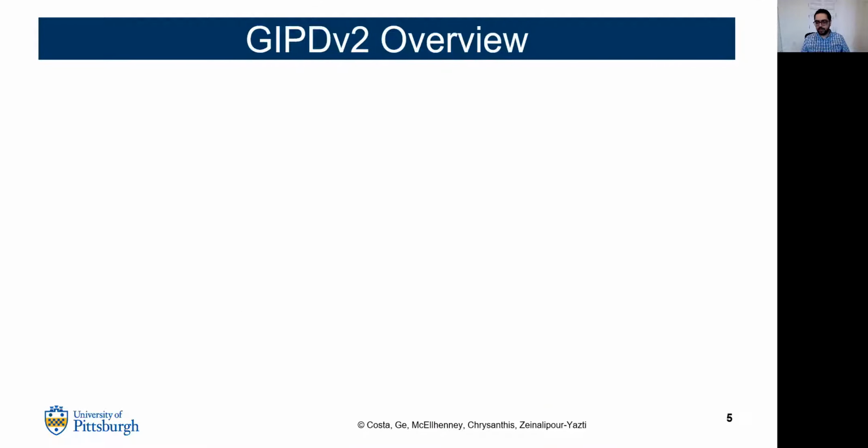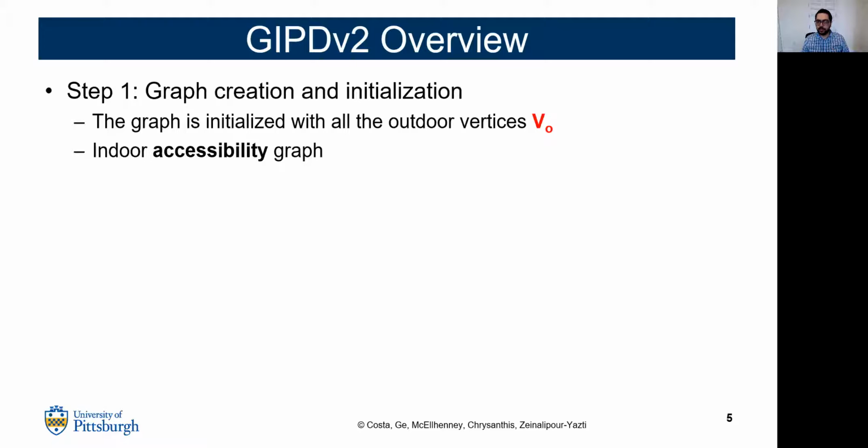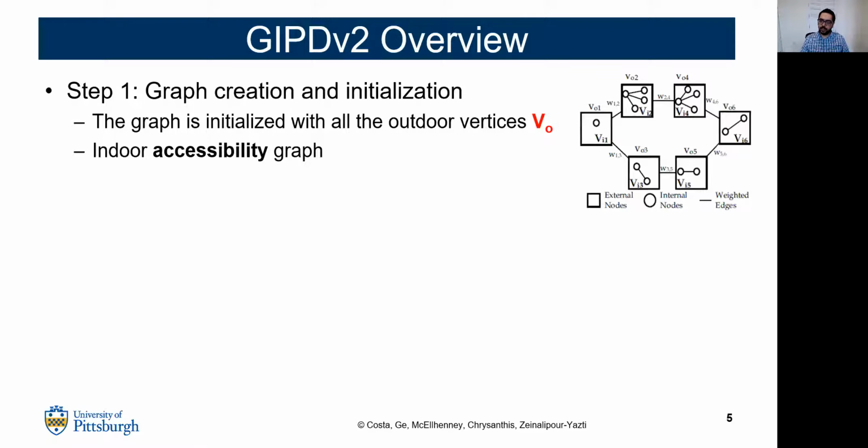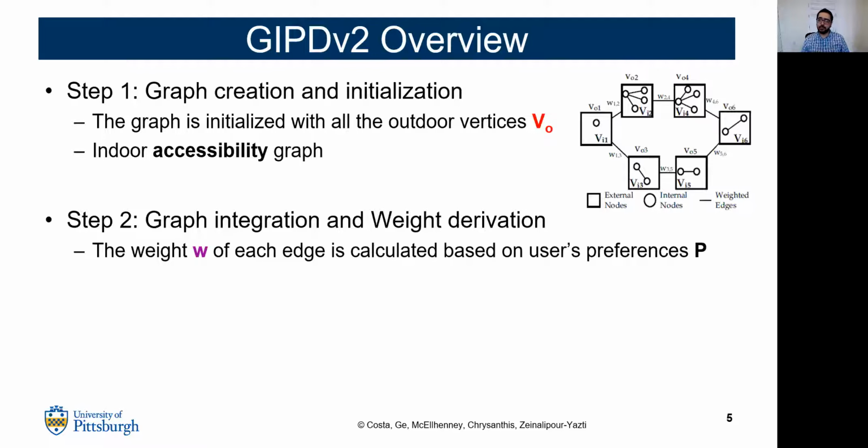Now let's see how the core algorithm is working. First of all, it's a three-step algorithm. The idea is to create a graph and initialize that graph with the outdoor vertices. For each one of the outdoor vertices, we have an indoor accessibility graph. This graph allows us to eliminate non-accessible entrances or exits. The second step is to calculate the weights and assign each weight to an edge based on the user preference.